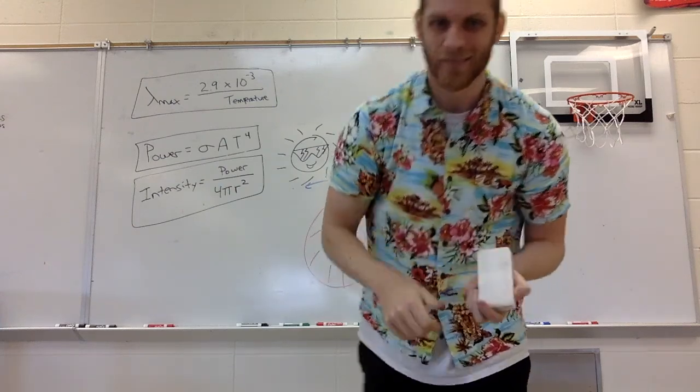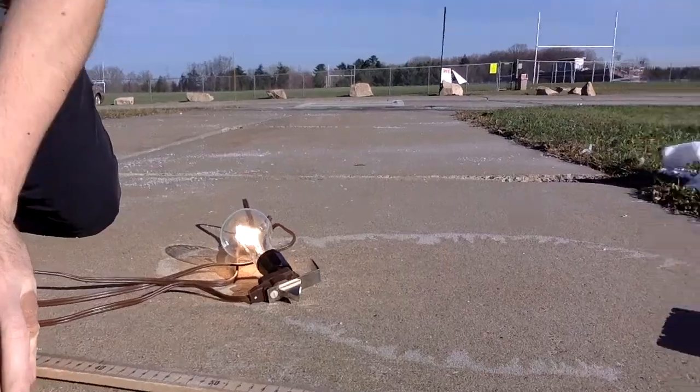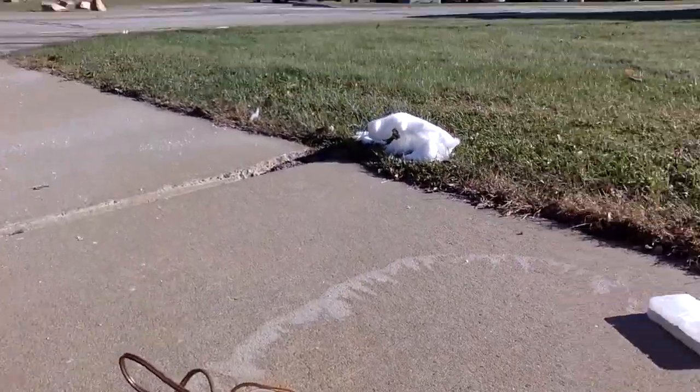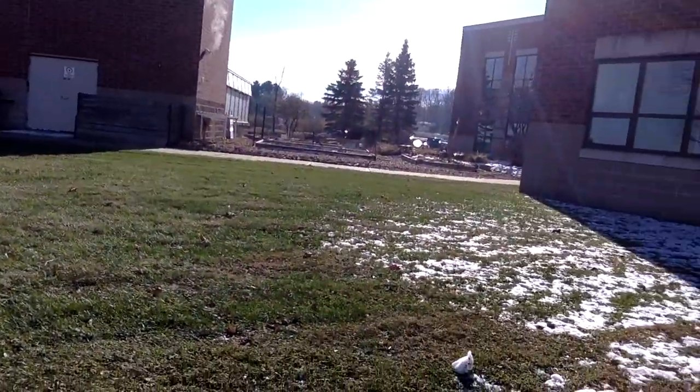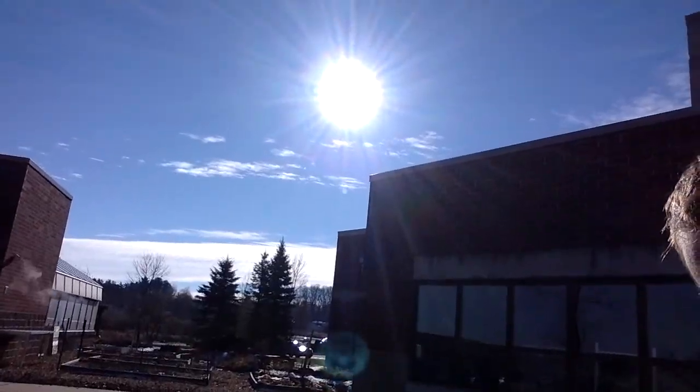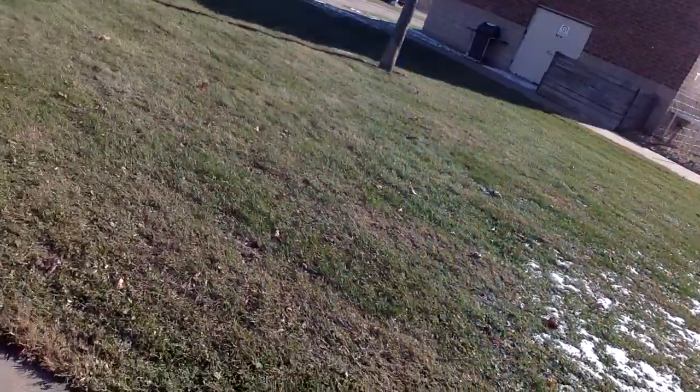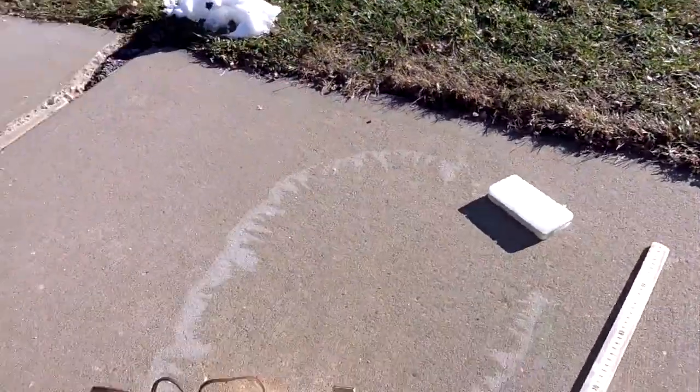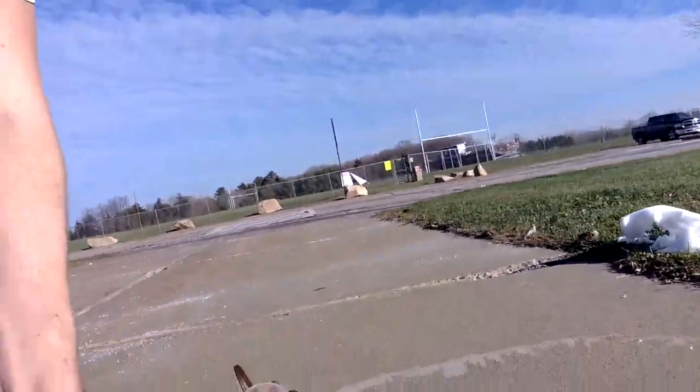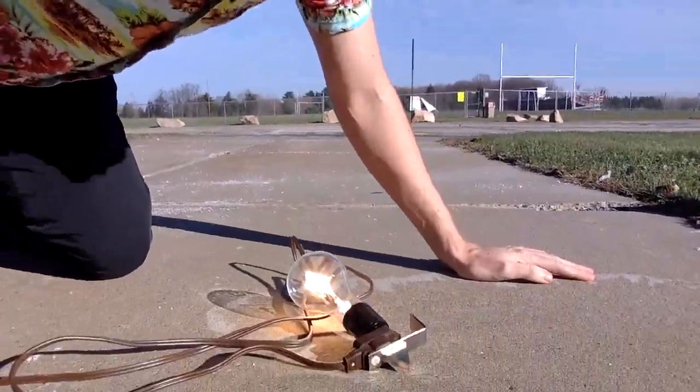So let's get cracking. Here you can see I have the lamp set up on the ground. It's a 200 watt lamp, and I have it positioned directly in relation to the sun. The sun is shining right on it, so both objects, the sun and the lamp, can shine on this wax bar.